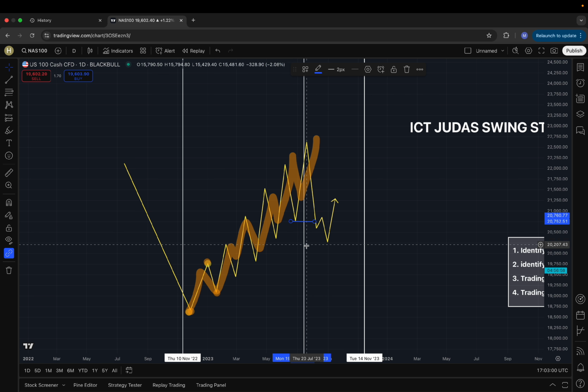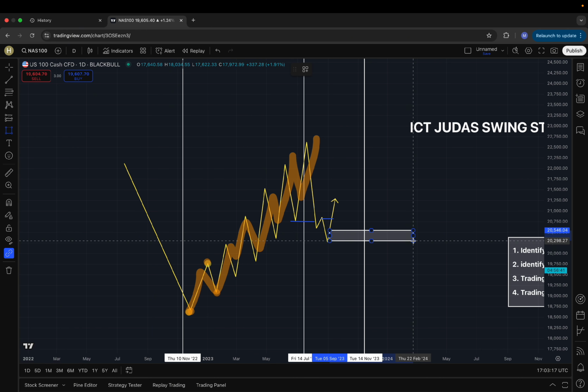So once liquidity has been taken out, we can see a break of structure, and the break of structure is right here, and we can see a fair value gap created. So I would mark this out as a fair value gap. Obviously this is just a diagram. Once I go into the live example, it'll be much clearer.